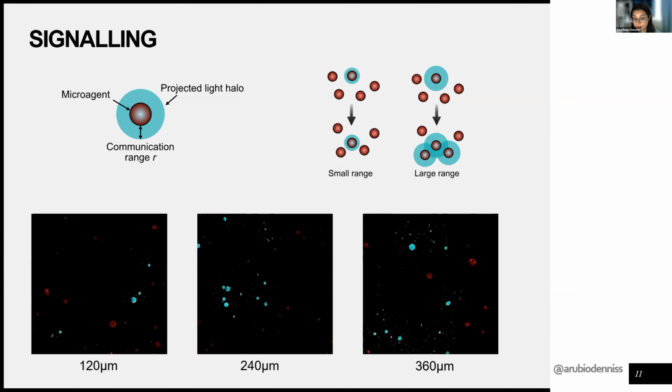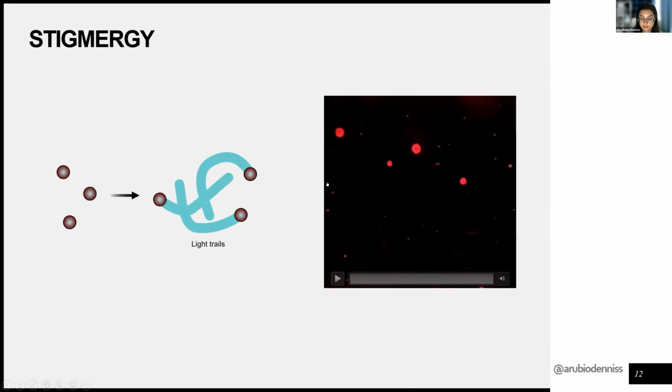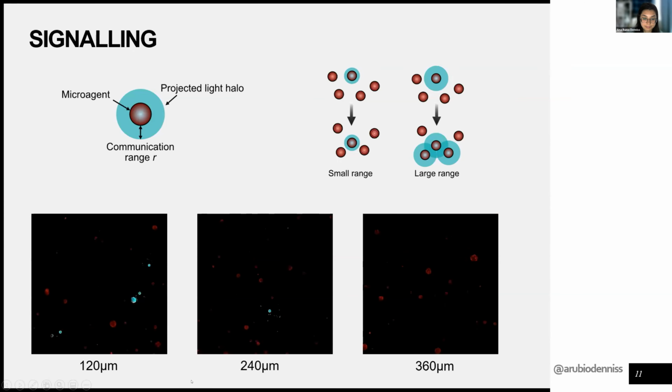Obviously for the 360, it's a bit of a wild spread. It almost doesn't even really look like it's just propagating through the whole collective because it's such a large range. Whereas for the, if I play it again, for the 240, it's a bit more of a controlled spread, and it looks a little bit more like the way that you might expect information to propagate through a group. So that gave us a good indication of what might be a reasonable range for an agent of this size.